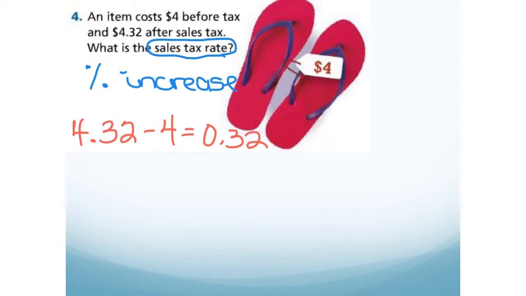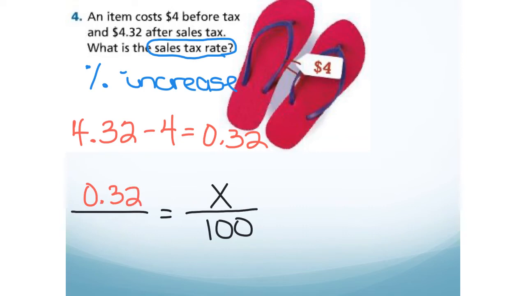Now, if you're using your proportion, which is a completely acceptable thing to use, we're going to set up our parts. And since we're looking for the percent of increase, or the sales tax rate, we're going to put our variable over the 100. And the change of 32 cents is going to go to the top of the other half of the proportion, because the change is the part. And our whole is the original starting point of our problem. In this case, it's the $4, the original price. And now we can practice our cross multiplying.